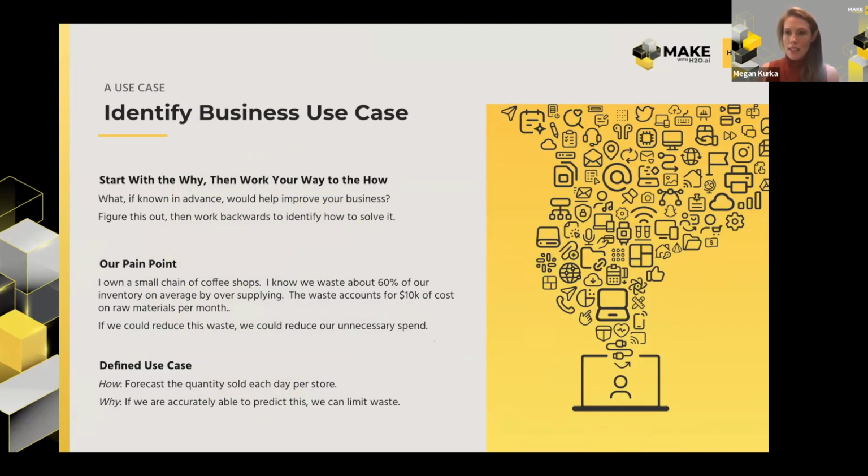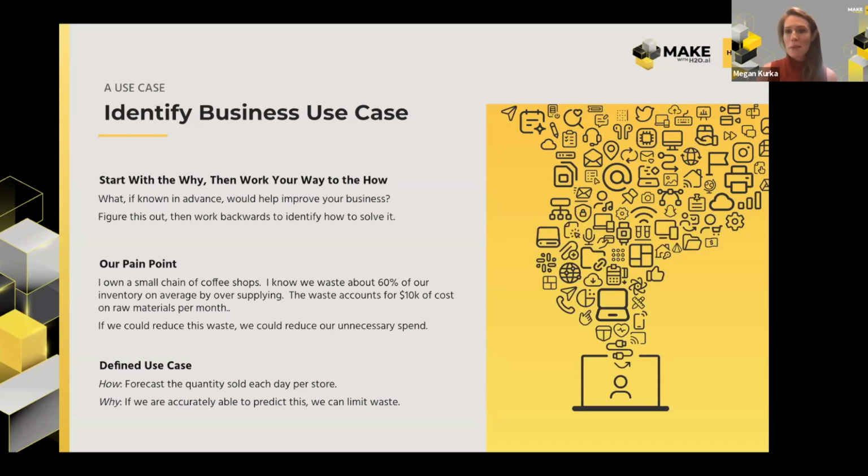So for today's talk, we're going to be doing not a real life use case, but a pretend use case where I own a small chain of coffee shops. And I know that we waste about 60% of our inventory on average by oversupplying. So the waste accounts for about $10,000 of unnecessary cost per month. So my pain point is I want to reduce waste because I want to reduce this unnecessary spend.